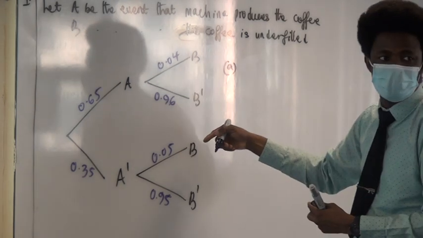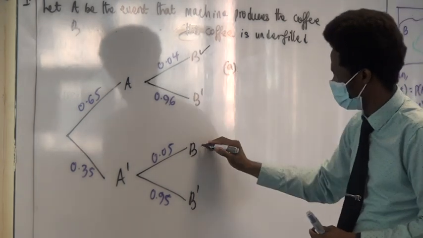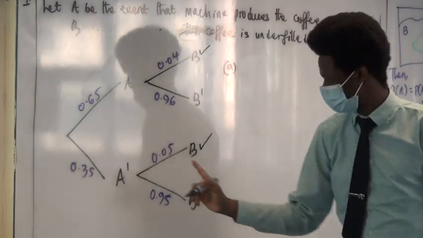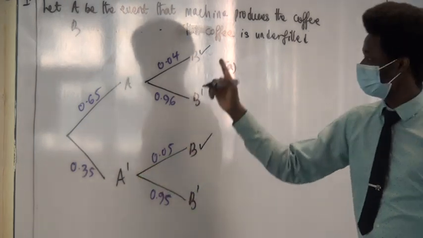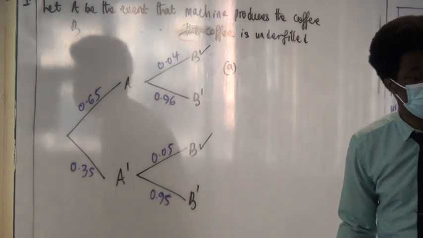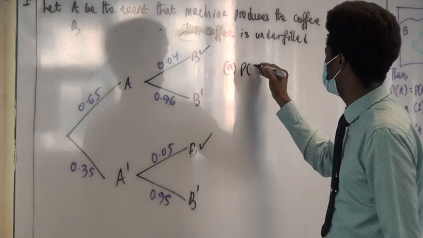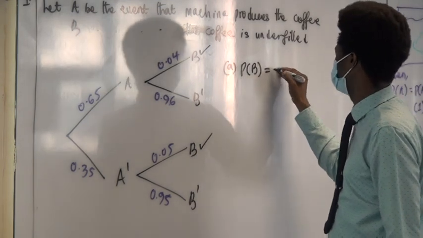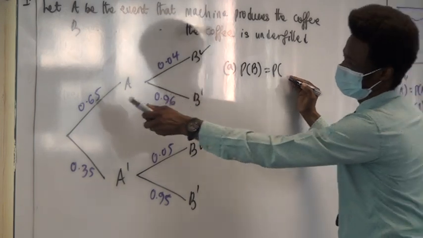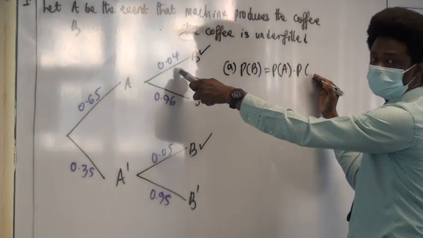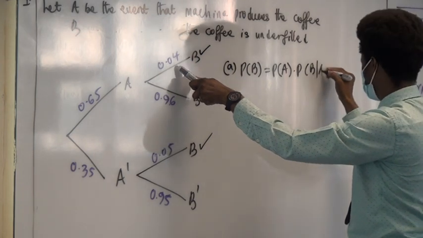Underfilled is B, right? Underfilled is here or here. So basically, we are talking about these branches. But you can't just say this times this. You are now a Bayes theorem student. You should be able to write in terms of Bayes theorem. So probability of B is equal to probability of A times probability of, how do we write it? B given A. B given A, very good.